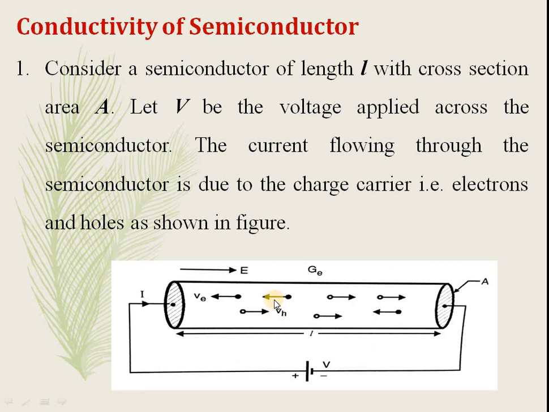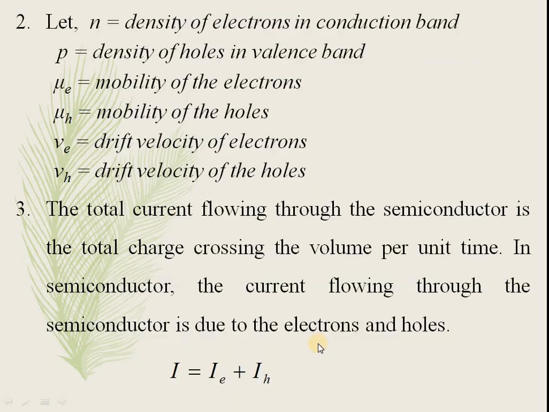Electrons are negatively charged particles, whereas holes are considered as positively charged. So electrons are moving towards the positive terminal and holes are moving towards the negative terminal. So in this semiconductor, the current flowing through it is due to the electrons as well as holes.